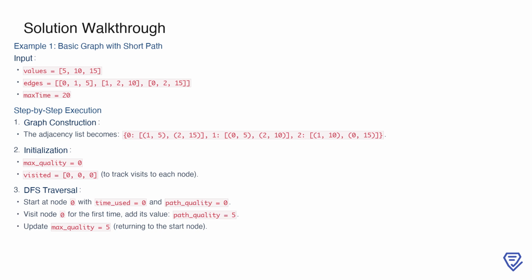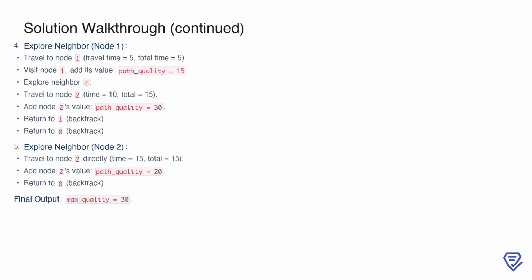Next, we initialize 2 variables: max_quality, which tracks the highest path quality found so far, and visited, which keeps track of how many times each node has been visited during our traversal. We then start a depth-first search (DFS) traversal from node 0. Initially, the time used is 0, and the path quality is 0. Upon visiting node 0 for the first time, we add its value to the path quality, resulting in a path quality of 5. Since we are back at the start node, max_quality is updated to reflect the current path quality of 5. From node 0, we explore its neighbors.